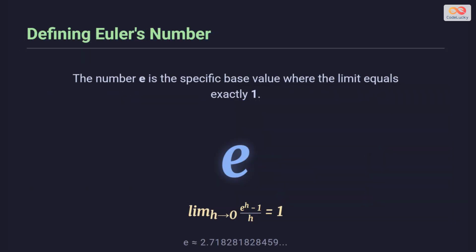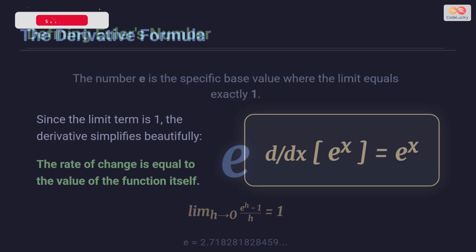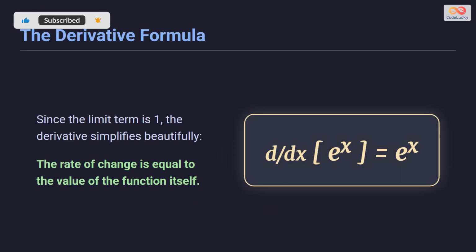That perfect base is exactly how we define the number e: it is the specific unique number that makes this limit equal to exactly 1. Its value is approximately 2.718, but the most important property is this simple limit definition. Because that messy limit term becomes 1, our derivative formula simplifies instantly. The derivative of e to the x is simply e to the x times 1. This means the rate of change of the function is identical to the value of the function itself.